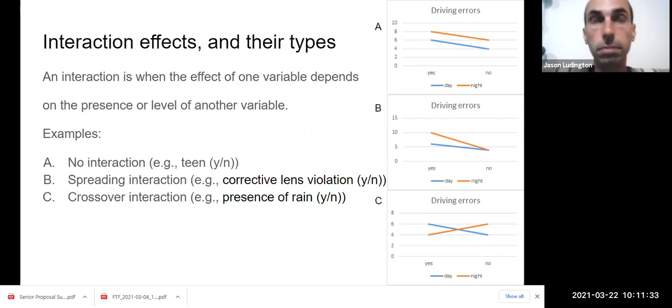To prevent an interaction, you should select variables that you know don't interact. But there's good news. We can call this good news. Interactions are desirable. We want interactions. And here's the reason why.